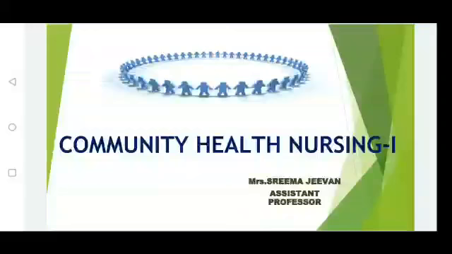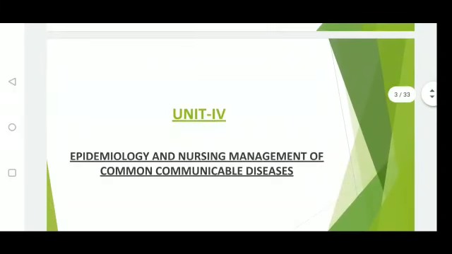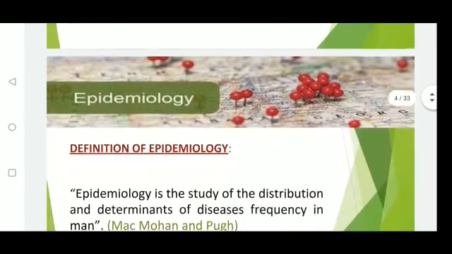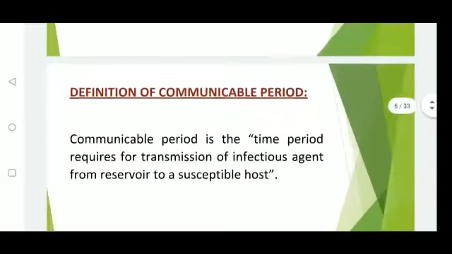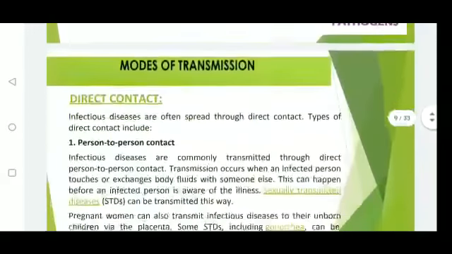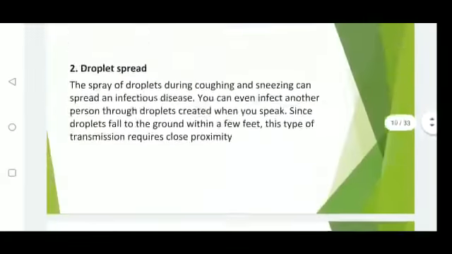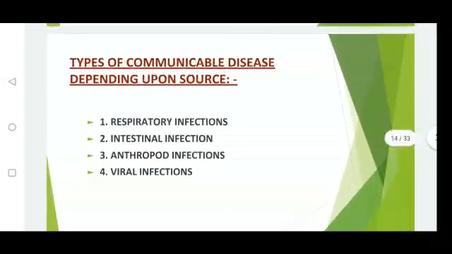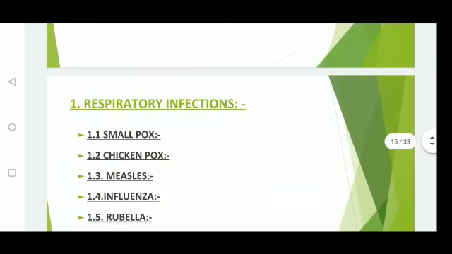I have taken you to Community Health Nursing Unit number 4, Epidemiology and the Nursing Management of Common Communicable Diseases. In the first class, we learned the epidemiology definition, communicable period, some terminologies, and the modes of transmission. In the second class, we learned about the types of communicable diseases depending upon the sources. First we learned about respiratory infections, second intestinal, third arthropod-borne, and fourth viral infections.